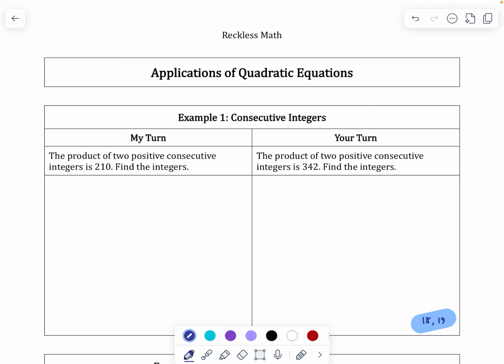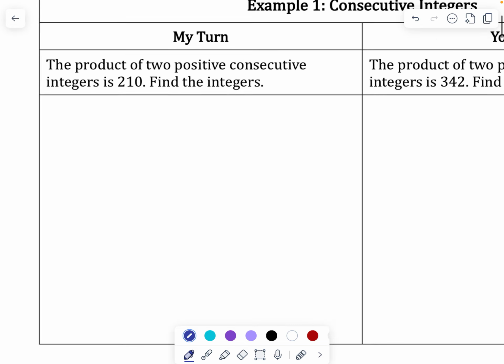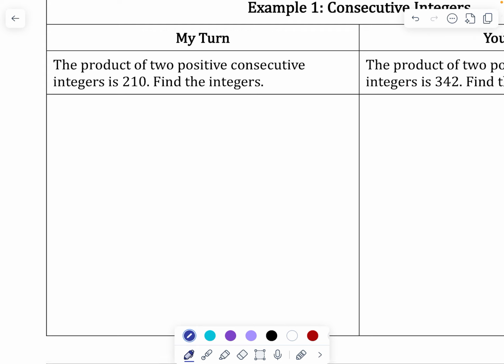So example 1, we're going to talk about consecutive integers. The first one here says the product of two positive consecutive integers is 210. Find the integers. Let's make sure we know what we mean by consecutive. The integers 4 and 5, those are consecutive, right? They're in a row. The integers 18 and 19 are also in a row. But the important part here is noting that to get from 4 to 5, I need to add 1. And it's the same thing from 18 to 19. That's an important piece of this.